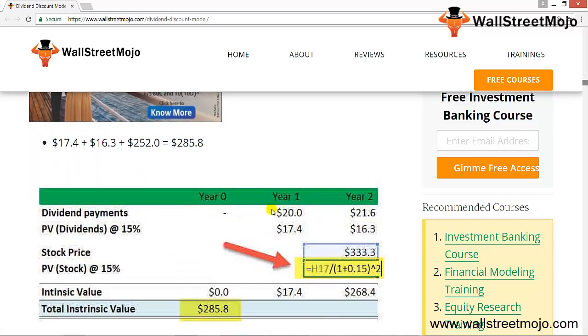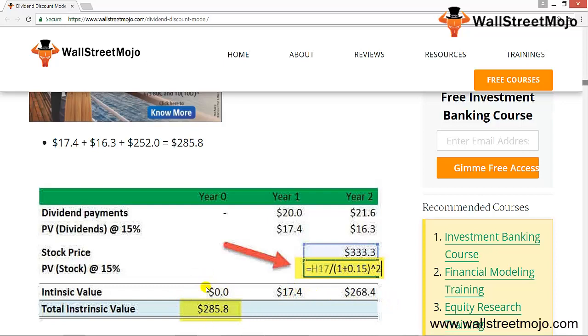The dividend payment has been given as 20 in year 1, which makes it so that in year 2 there is a rise in the dividend to 21.6. We use the present value discounted at 15%, so we get 17.4 and 16.3. The stock price is 333.3, so we just calculate the details over here and we get the intrinsic value as 268.8. The total intrinsic value comes to 285.8. I hope you have got it.